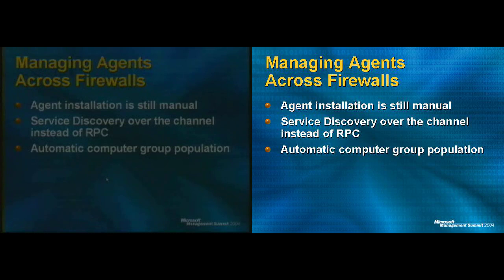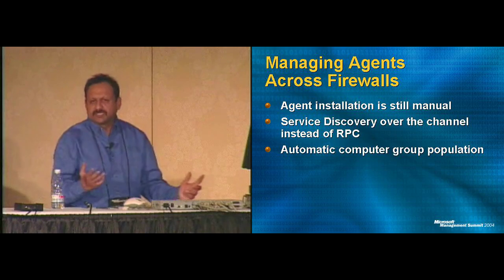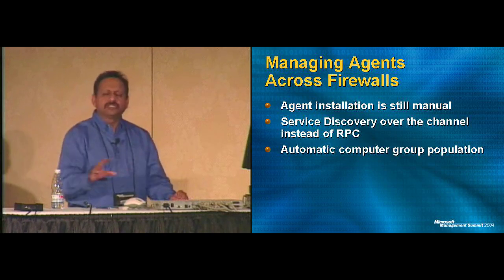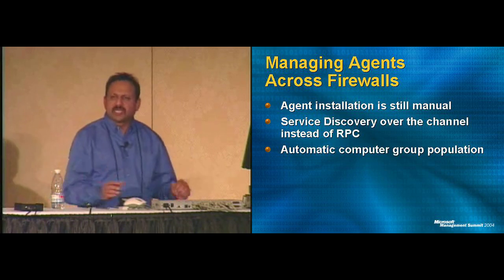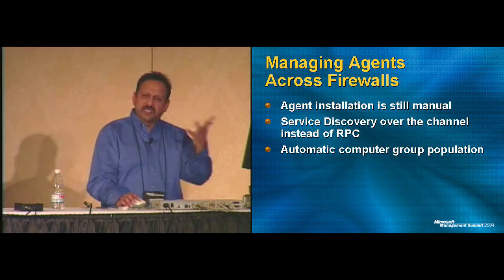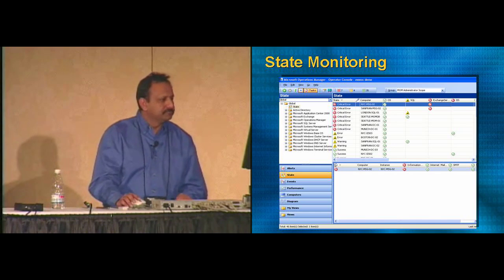Also, one thing which is good in terms of ease of operation is though the agent installation across firewalls is manual, that's a one-time thing. After that, all the service discovery information flows across the channel. So we are automatically classifying them even if they are across the firewall.